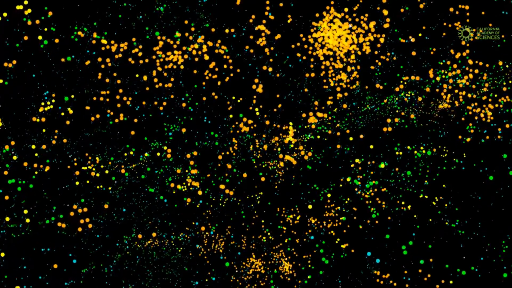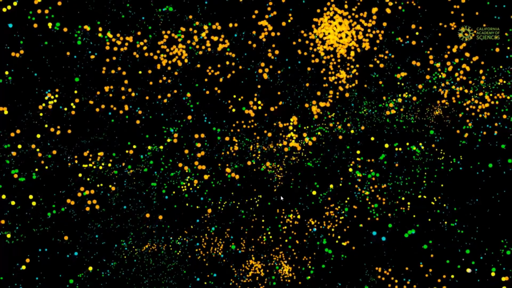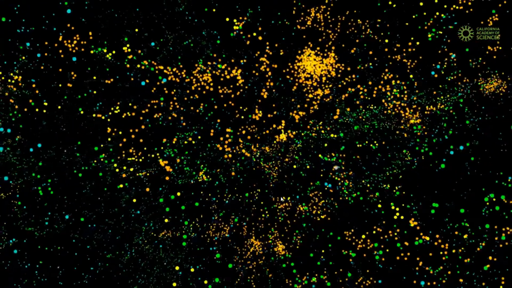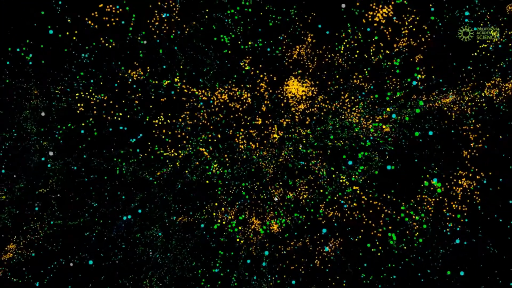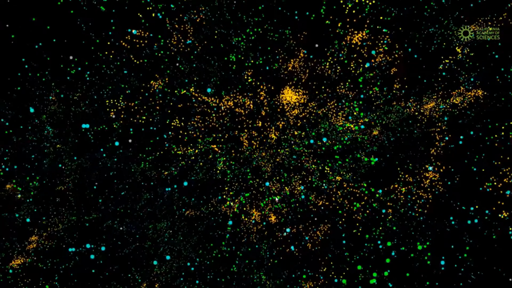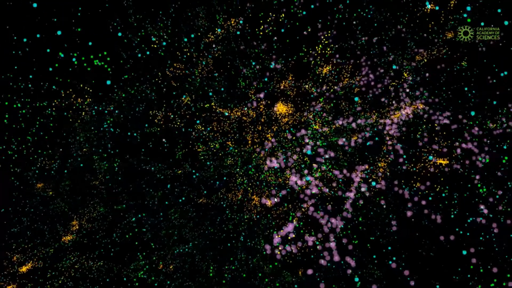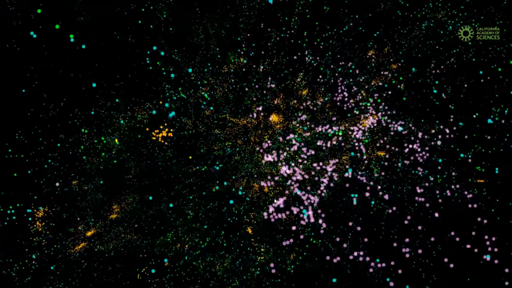This clump of points up here in the upper right is actually the Virgo cluster of galaxies, a collection of about 1,000 galaxies. By comparison, our local group of galaxies in which the Milky Way resides has about 50 members. We're going to continue to fade up more and more galaxies, and these are coming from different surveys.